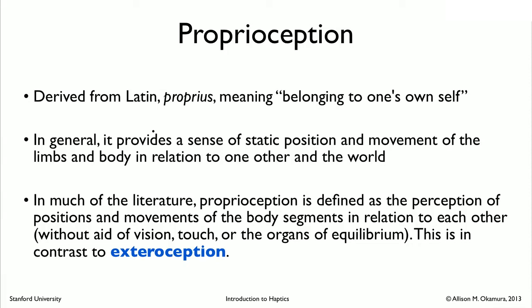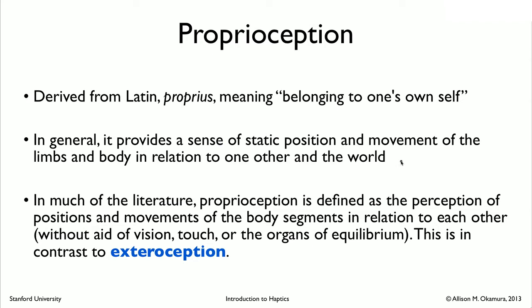Let's talk more about proprioception, because this is one of the most complicated aspects of haptic perception. It means parts of your body that belong to your own self and understanding their motion in the world. So can you get a sense of where your hand is in space and how it's moving without looking at it? So this is really important.